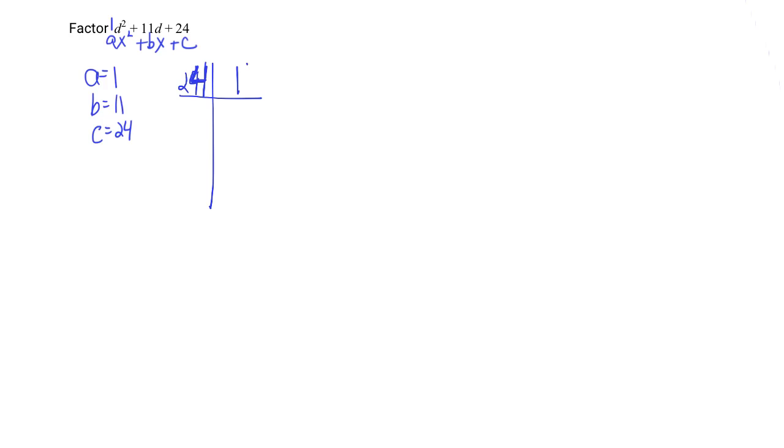B is 11. We're going to write the factors of 24. Here's what other thing I'm going to say. If you already know the factors of 24 that add up to 11, there's no need to write them all. If you don't know off the top of your head, please do the work.